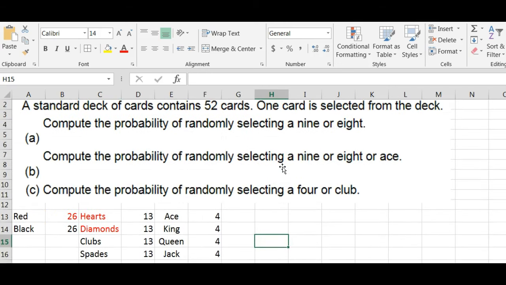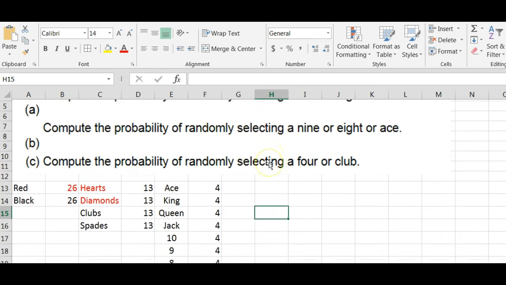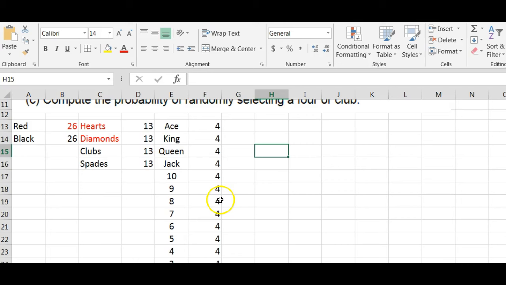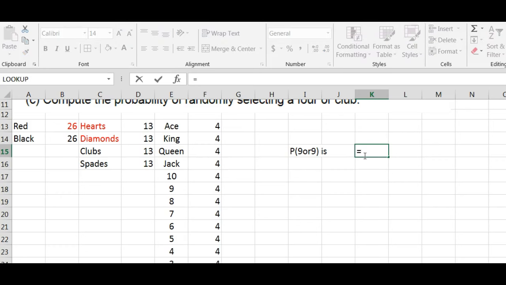Let's see what the questions are here. Compute the probability of randomly selecting a 9 or an 8. There are four nines and four eights. So the probability of getting a 9 or 8 is, I'm going to open my parentheses, four nines plus four eights, that's four plus four, divided by the total number of cards, which is 52.